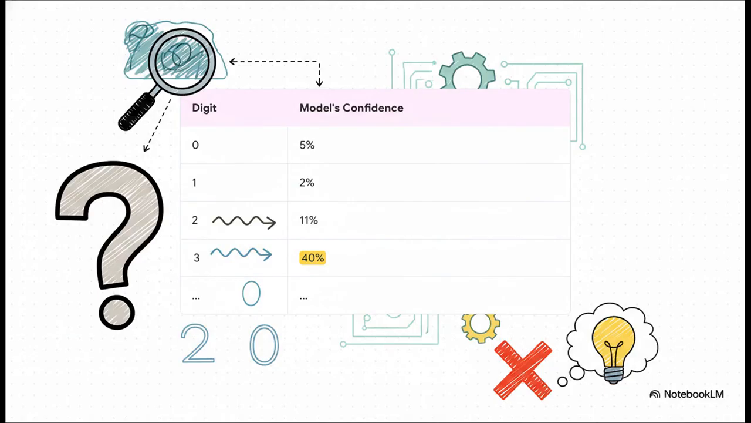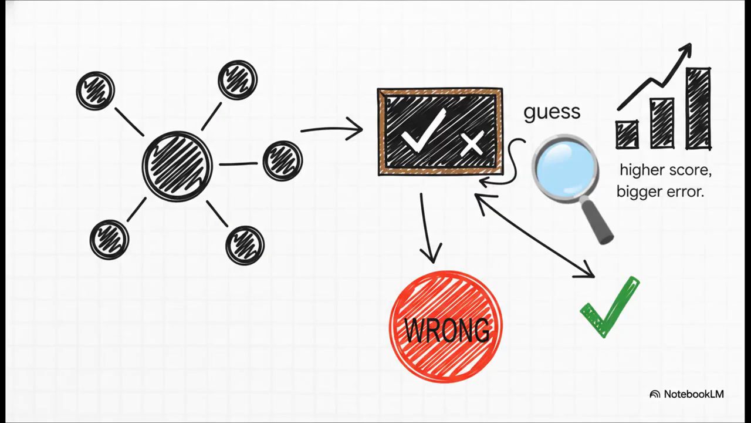Look at this. This is fascinating. This is a peek inside the network's thought process. It's looking at an image of a 3, but it's only like 40% confident. It thinks there's a small chance it could be a 2, maybe even a 0. I mean, that's not a very good guess, and we need a way to tell the network, hey, you need to do better. And that's where this thing called a loss function comes in.